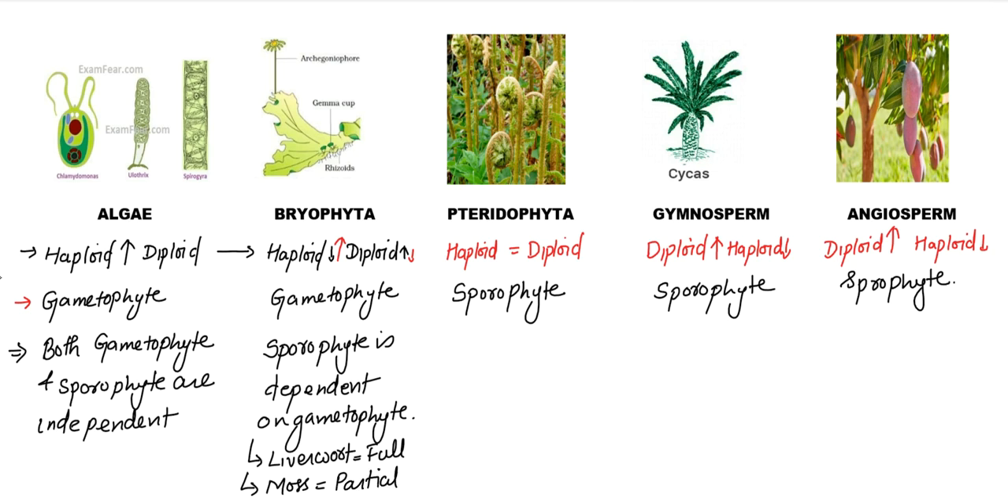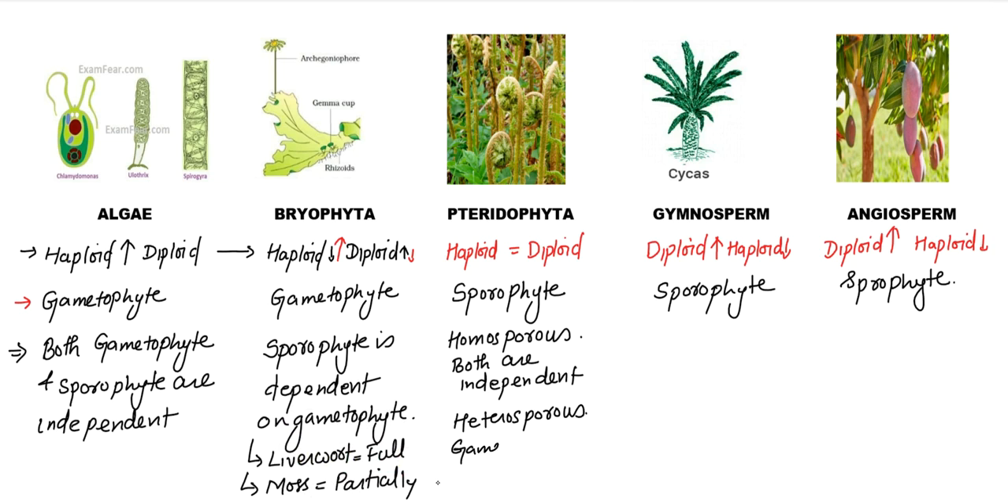If you want to know why they are fully and partially dependent, you can watch our entire full lecture on bryophyta. Now talking about pteridophyta, we have two different types. In the homosporous type, both are independent of each other. And if you look at the heterosporous one, the gametophyte is dependent on sporophyte.